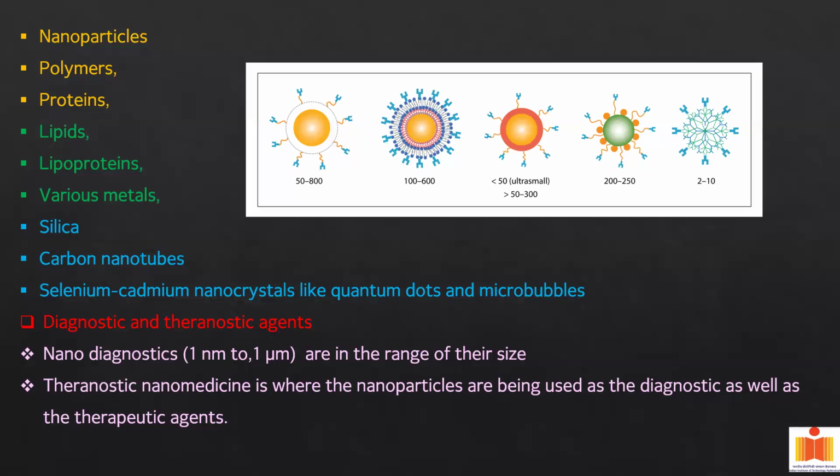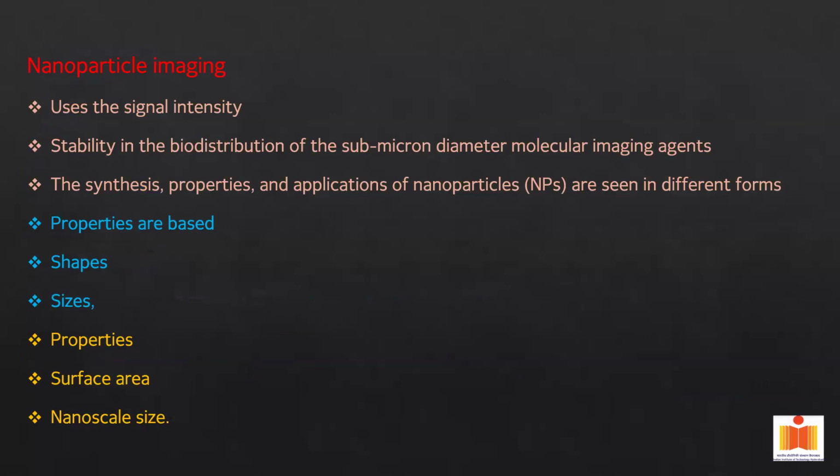See the range of this, 50 to 800, and it is 100 to 600. So it is very, very small, ultra small, small. So the shapes are different. So coming to that, based on shape, there are different nanoparticles. Next, please.